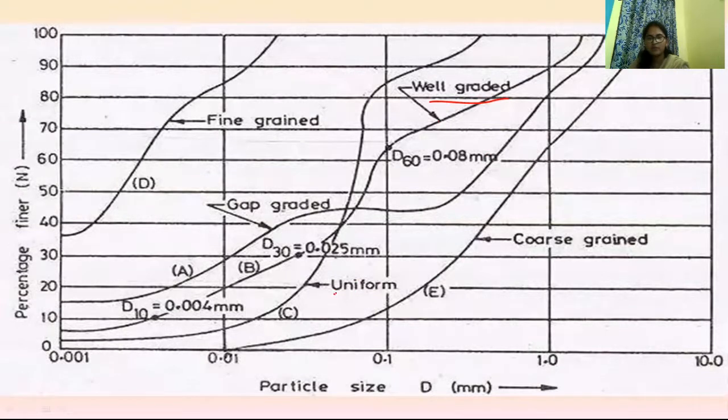Uniform means only one particular size of particles will be there, which is why the shape is like this. Coarse grain particles give a C shape, with only coarse grain particles. Fine grain particles are only a small amount: below 4.75 is fine grain, above 4.75 is coarse grain. This is the main graph. From this graph we can find out whether the soil is well graded, poorly graded, or gap graded.